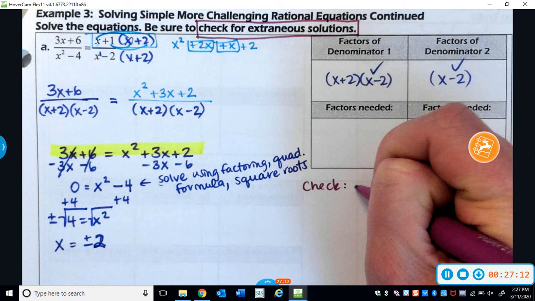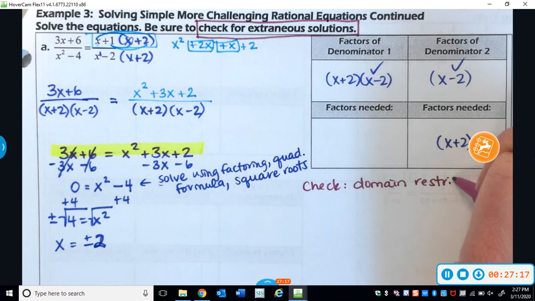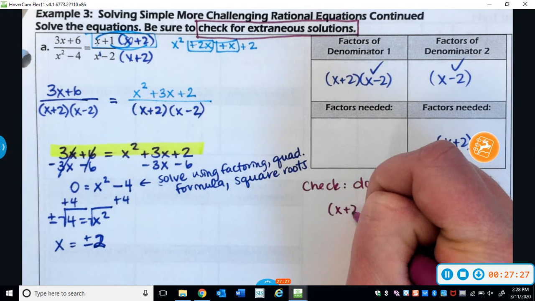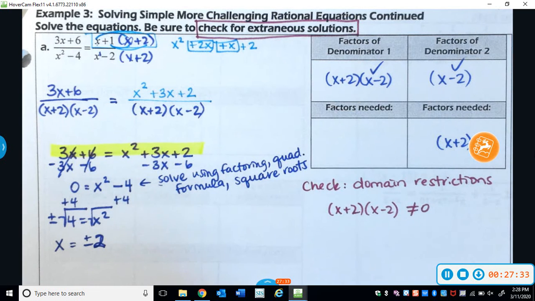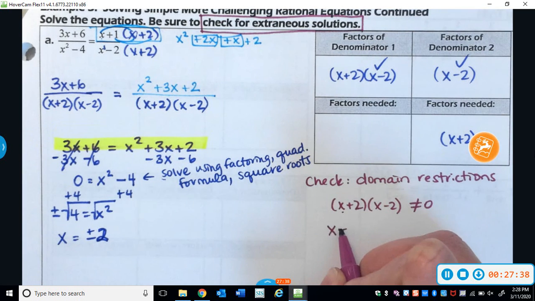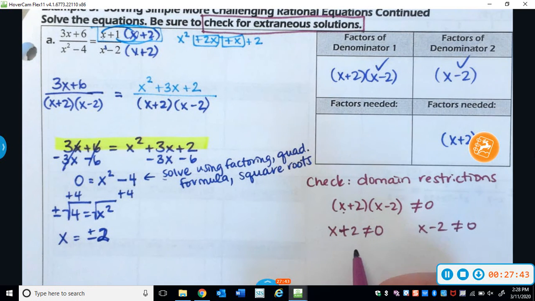And so I'm going to choose to check by finding the domain restrictions. And once again, domain means x, and restrictions means not allowed. So I'm just figuring out what x values aren't allowed because they make the denominator 0. So I'm going to start by taking the denominator and saying I know it's not allowed to equal 0, and figuring out what x values do that. So if I take each of these factors and put them not equal to 0, and then solve, I'll see that x is not allowed to equal negative 2, and x is also not allowed to equal positive 2.